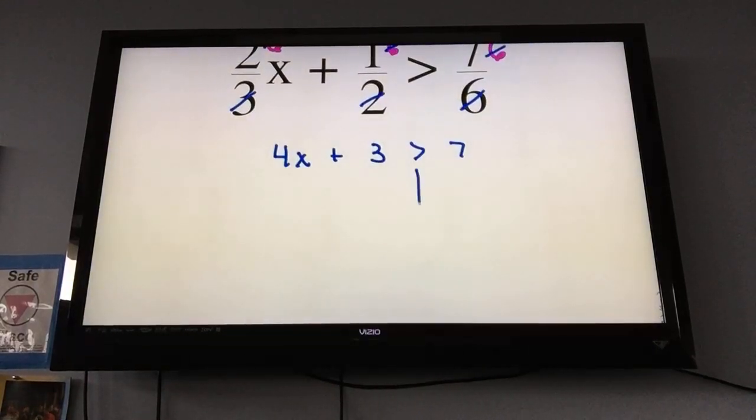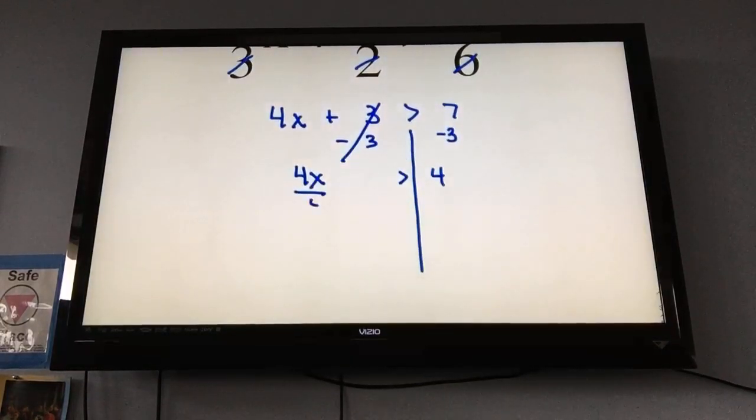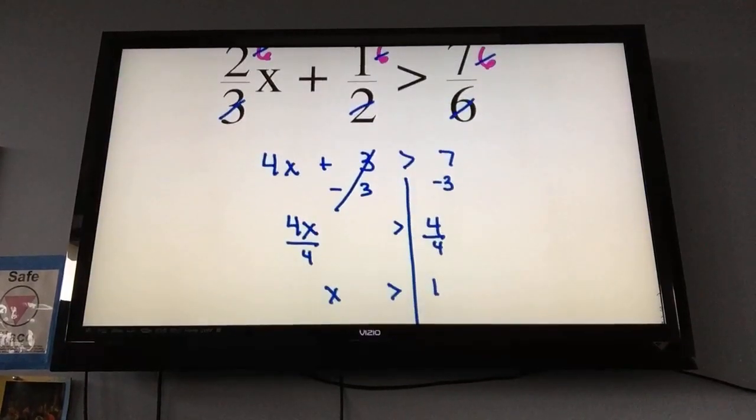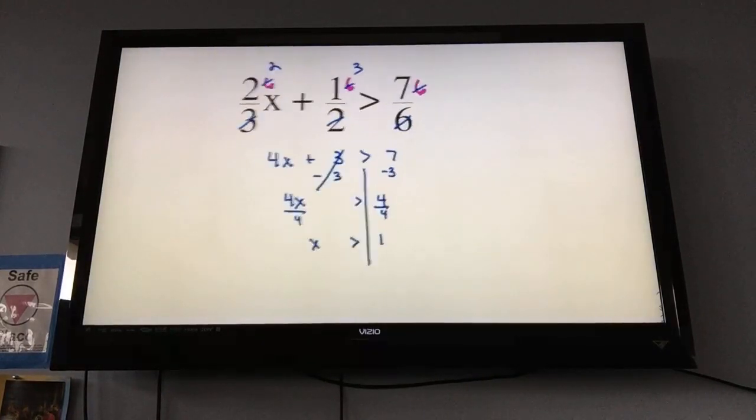Okay, we continue solving. So I'm gonna minus the 3. So I'm gonna have 4x is greater than 4. And then I'm gonna divide by 4. And x is greater than 1. Those are probably gonna be our most challenging questions, are the ones that involve fractions. And that's pretty typical across the board, no matter what level of math you're in. The ones with fractions are always hard.